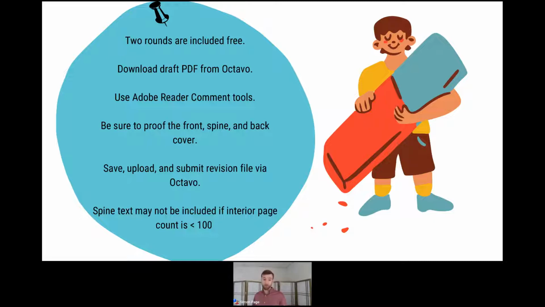If you're writing perhaps a children's book, if the page count is less than 100, we may not be able to include spine text on certain distributors, on certain print templates. So hardcover, typically you'll always see the spine text, but with paperback, we may not be able to include spine text based on what the printer's specifications are. So if you don't see spine text on your book, that will be why.